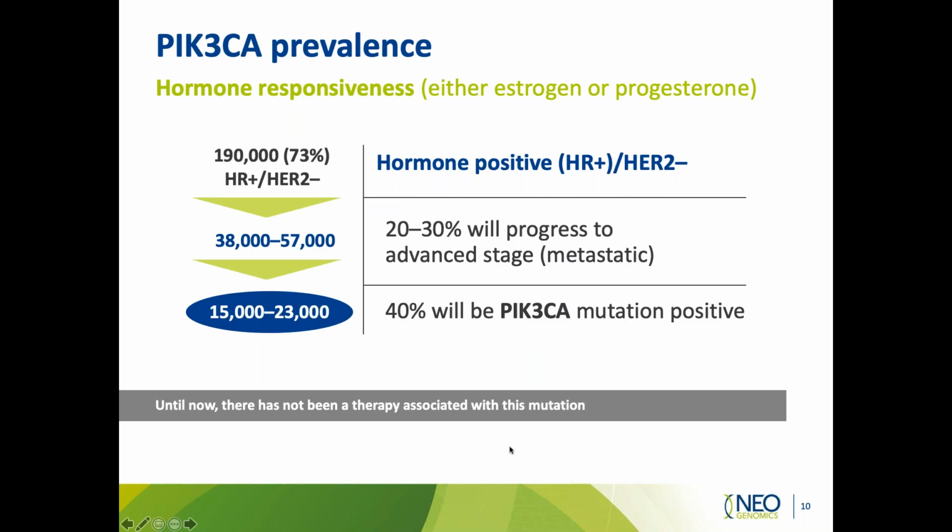So, of those 190,000, or 75% of breast cancers that are hormone receptor positive and HER2 negative, about 20 to 30% will progress to advanced stage or metastatic. Of those, 40% are going to be positive for PIK3CA mutation. So that represents about 15 to 25,000 cases. It's a large segment of patients, and up till now, there's not really been a therapy associated with this mutation.